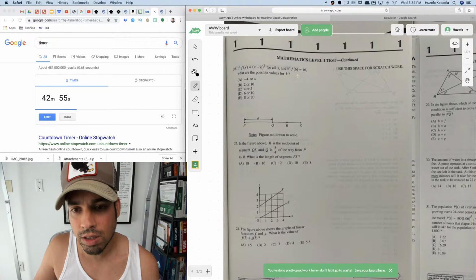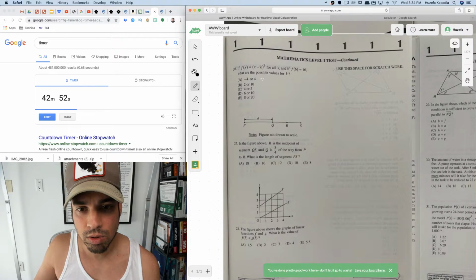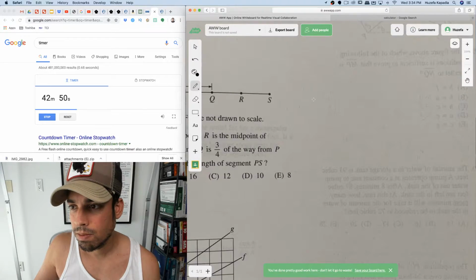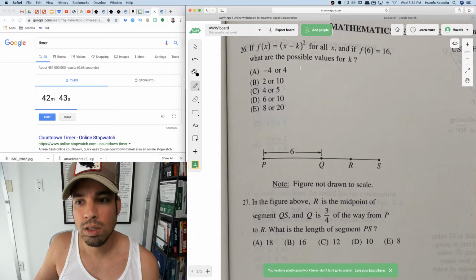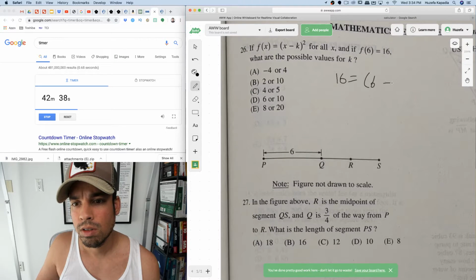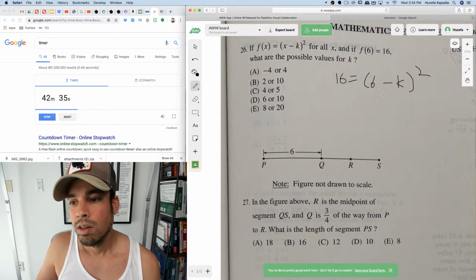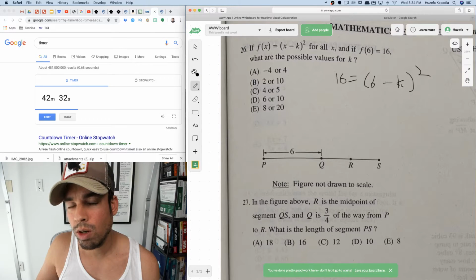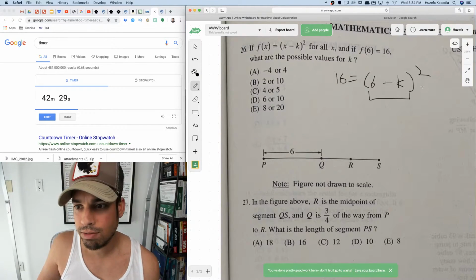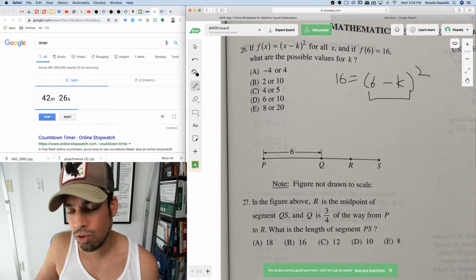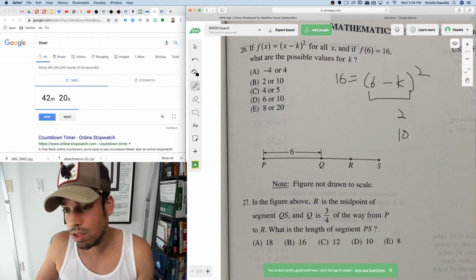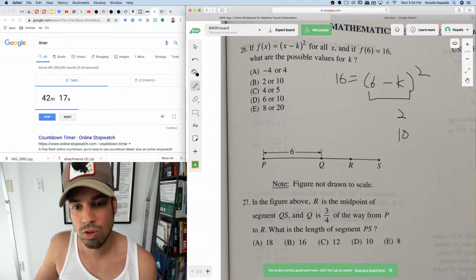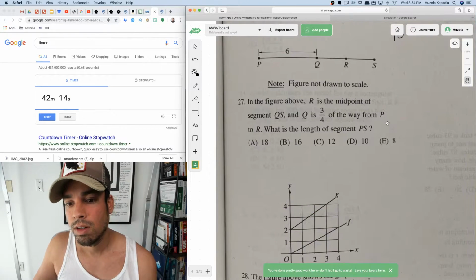Okay, if f of x equals this, for all x, and f of 6 equals 16. Okay, let's zoom in here. So the first thing I'm going to do is plug in 6 for x and 16 for f of x. So 16 equals 6 minus k squared. So basically, what's under here has to be either 4 or negative 4 to get 16, right? So k can either be 2 or 10, right? If it's 2, 6 minus 2 is 4. If it's 10, 6 minus 10 is negative 4. Both squared to 16, so 2 or 10. That's it. Done.